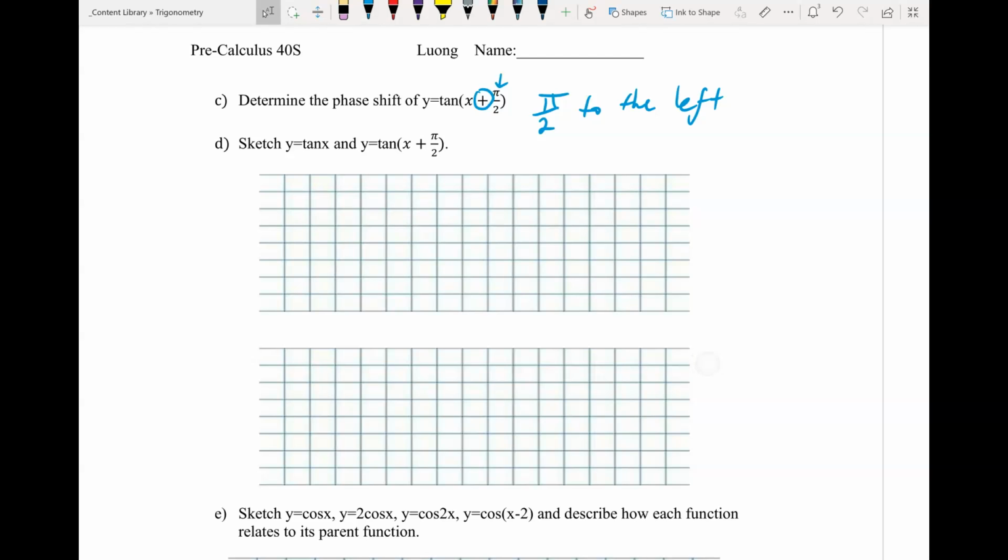So we're going to graph tan x first. I'm just going to graph maybe 2 periods of it. Start off by graphing the x and y axes, and then putting in my scale. So we're going to go up by pi over 2 in each increment.